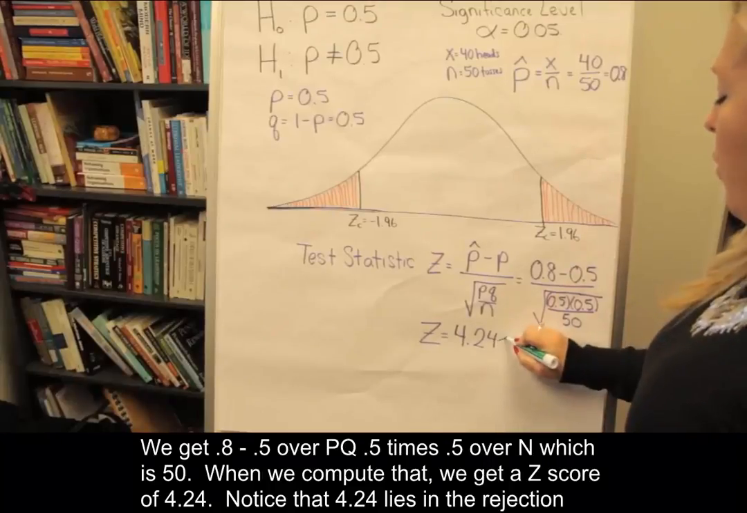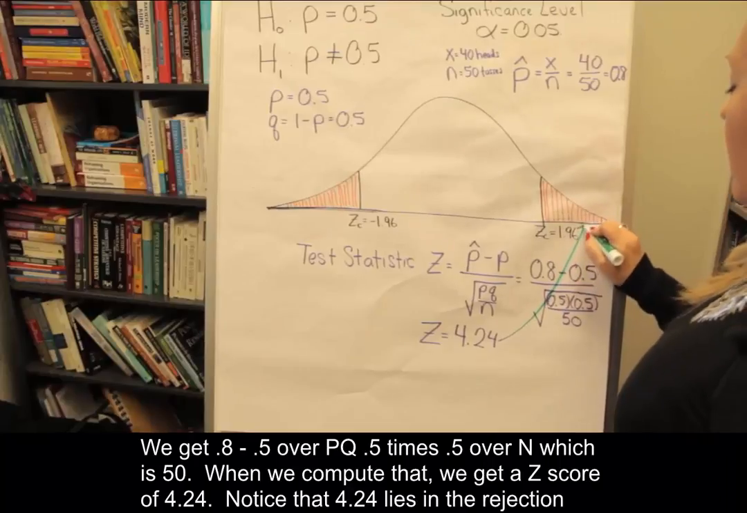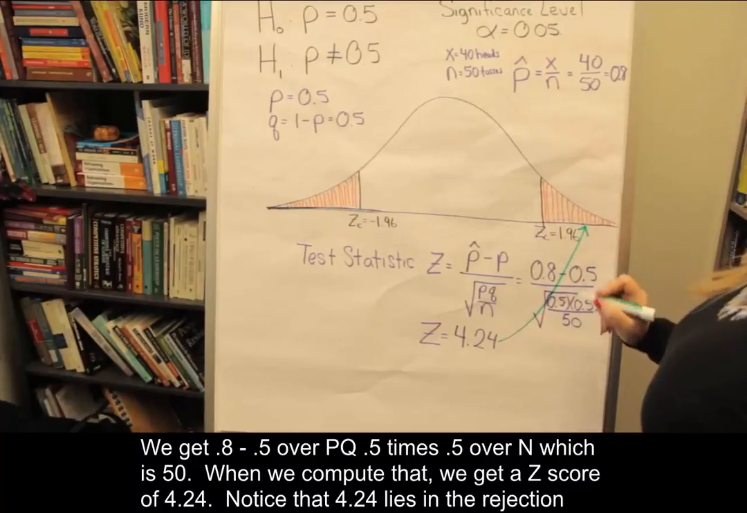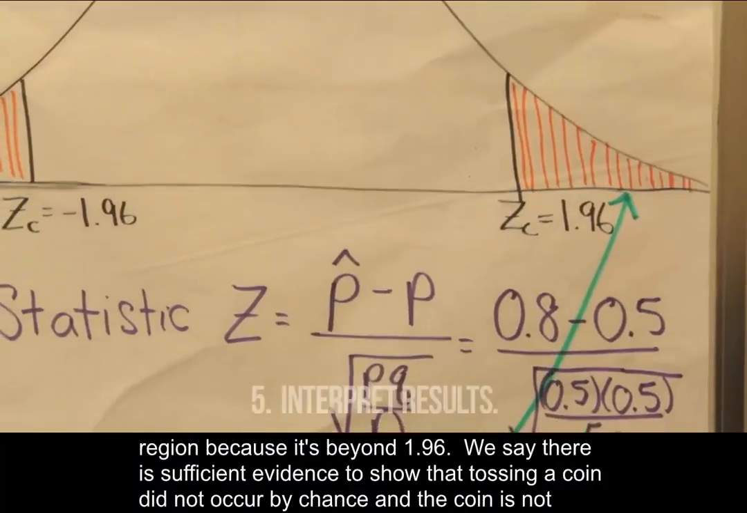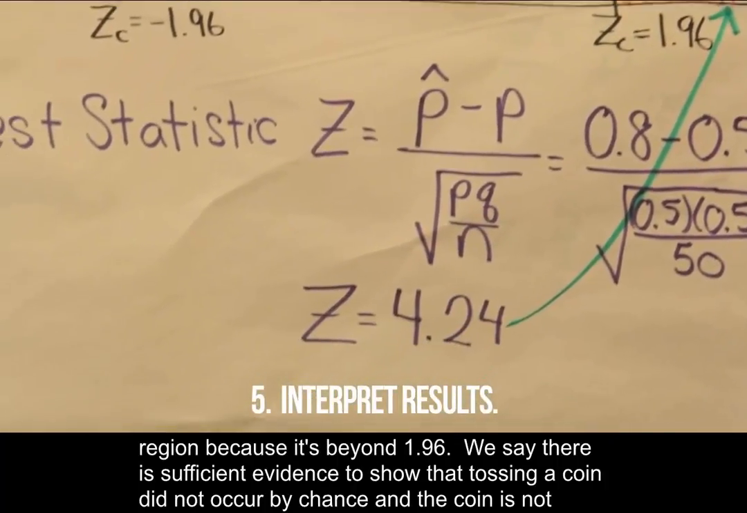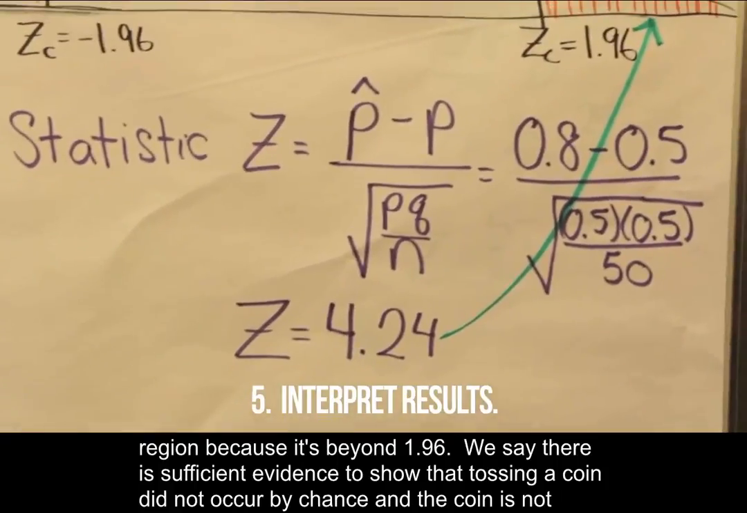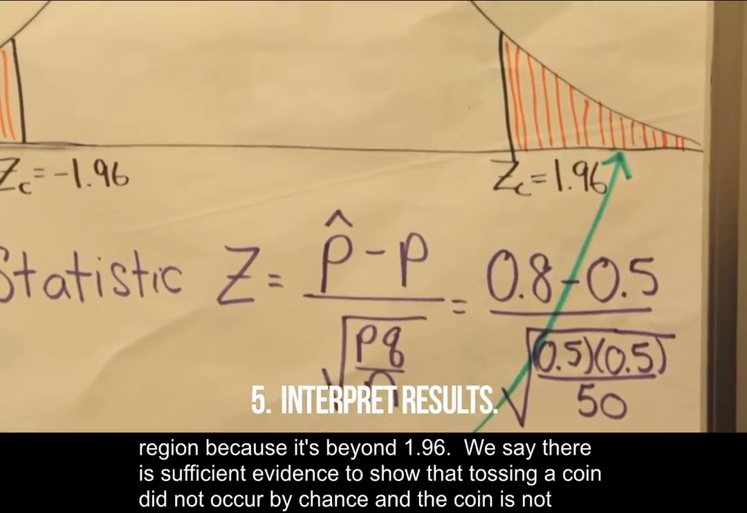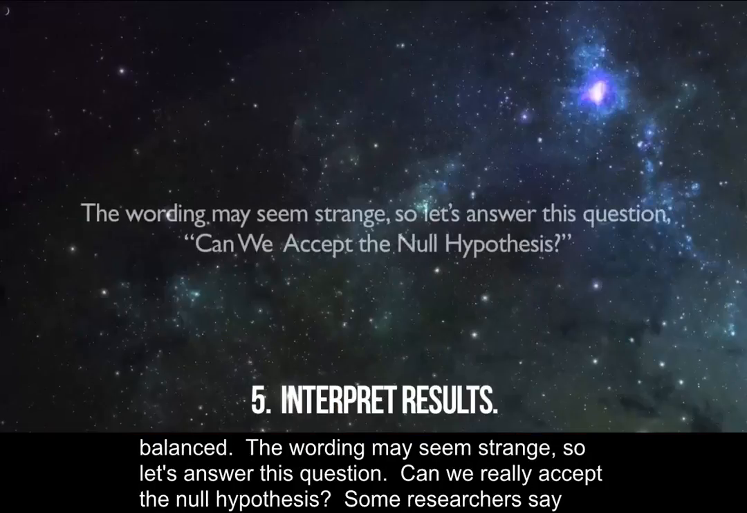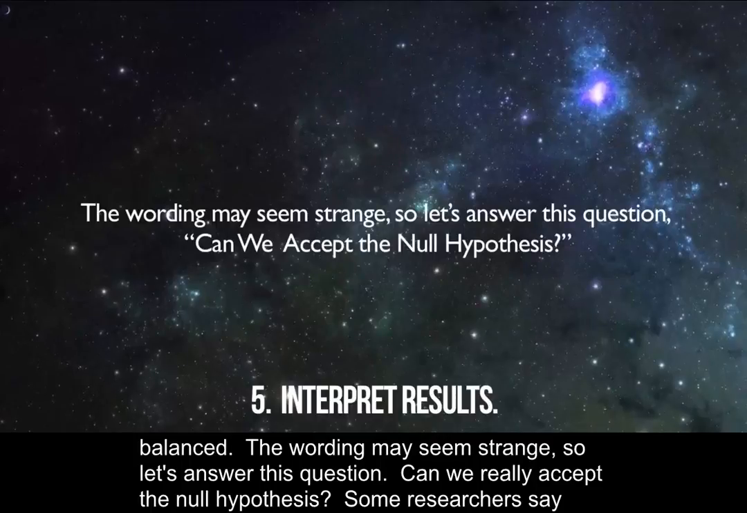Notice that 4.24 lies in the rejection region because it's beyond 1.96. We say there is sufficient evidence to show that tossing a coin did not occur by chance and the coin is not balanced. The wording may seem strange, so let's answer this question.